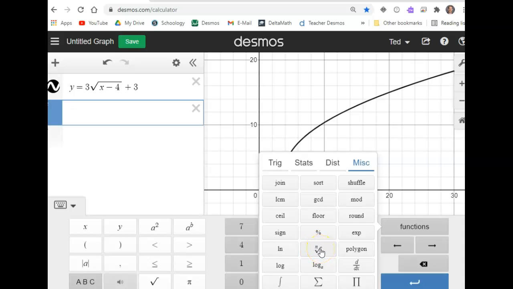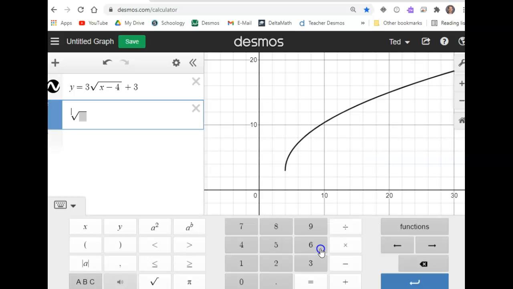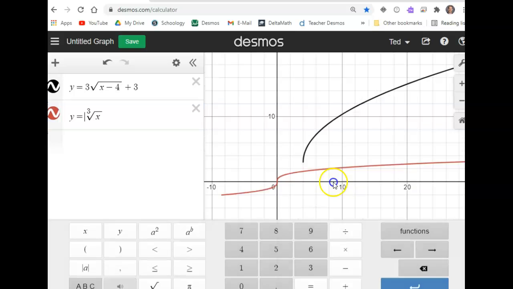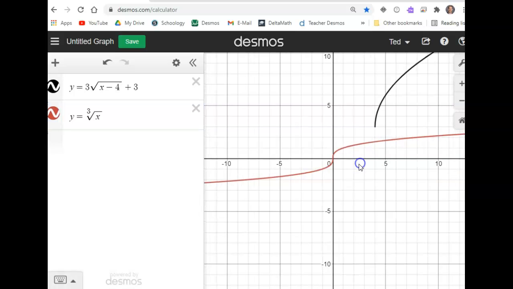Now, it might look different on your computer because Desmos adjusts to the screen size. But if I click that, notice it starts blinking up there. If I put a 3, that's going to give me the cube root. Then I have to put x, and it's always a good reminder to start off with y equals, because that's the relationship. X and y are related.